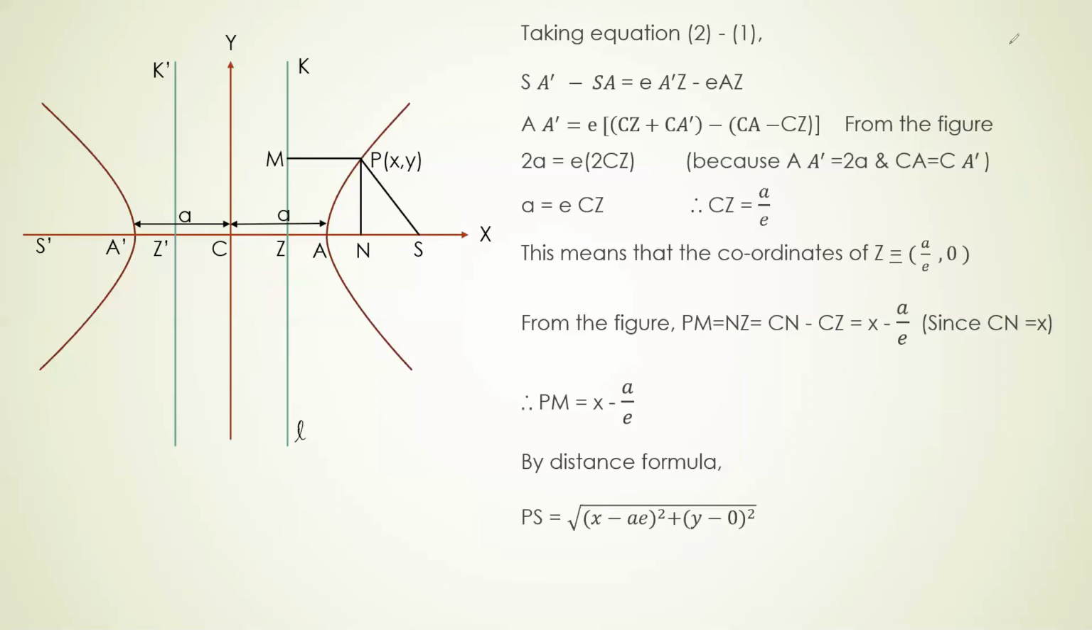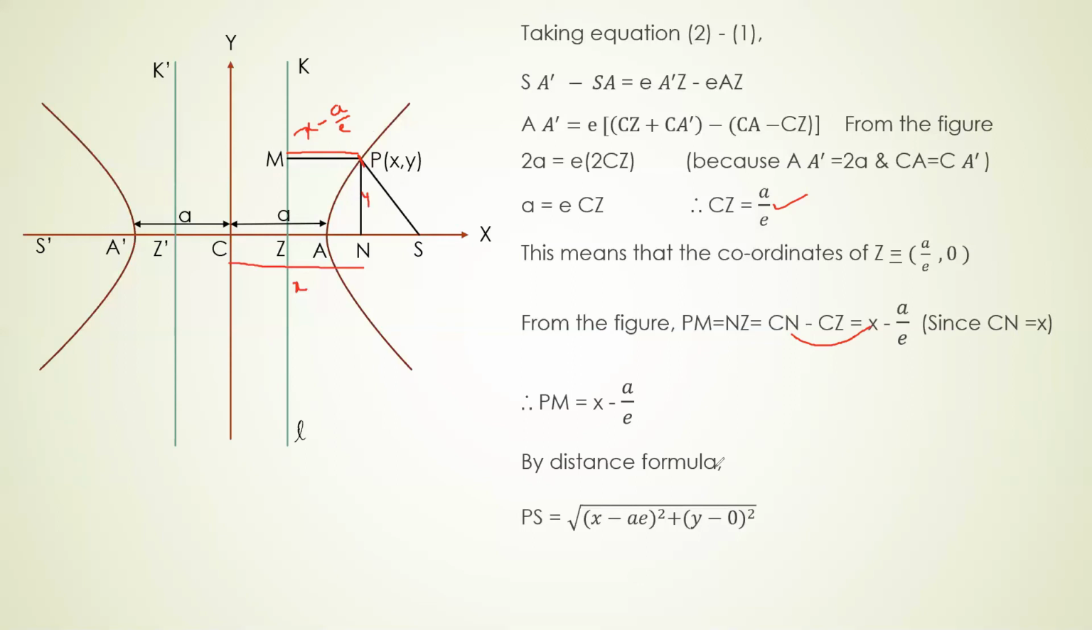CN value is X because we have considered this point as P point, X comma Y. Means from this origin point till here the value is X, whereas from P to N value, this is Y value. So we can say CN value is X. Whereas CZ, just now we have calculated, it is A divided by E. So minus A divided by E. What we can say is that this PM value is equal to X minus A divided by E.